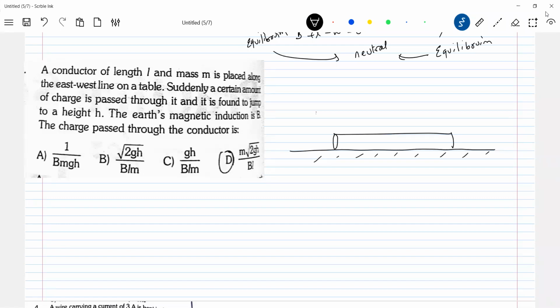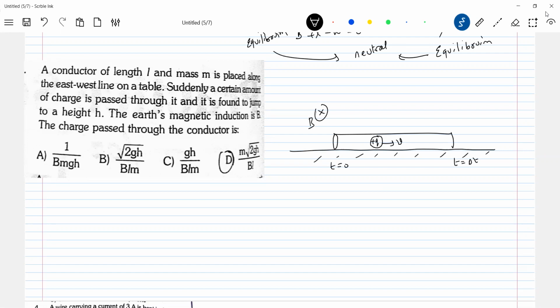We are going to pass a charge through it. Let there be a horizontal component of Earth's magnetic field, let it be B. The charge Q is going to proceed. Suddenly a certain amount of charge is passed through it and it is found to jump to a height. Suddenly means that it has passed through it. So at t equals 0, the charge was here. After some time t, it is available here.